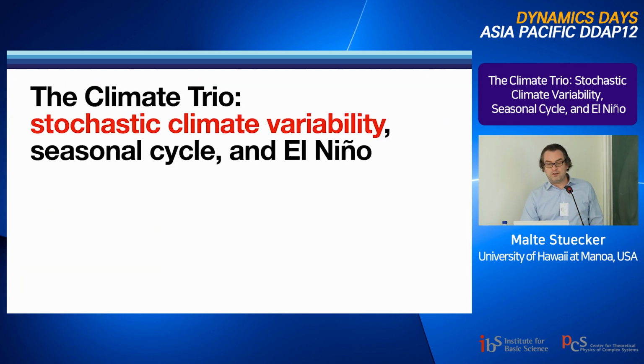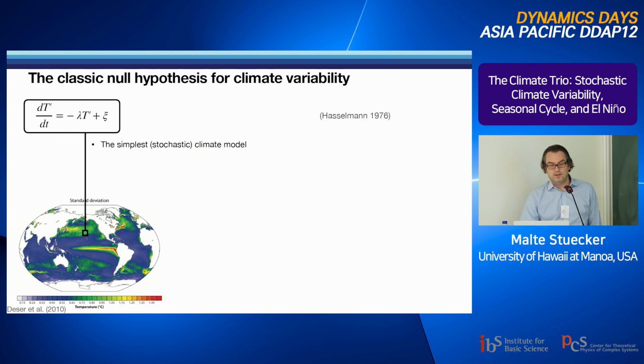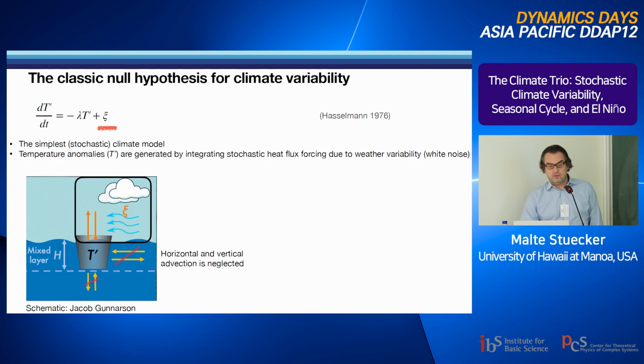Now, I'm going to start with stochastic climate variability, and to start with, the original Hasselmann model proposed in 1976. In this simple formulation, we can look at the ocean as a box model, a bucket model, where we have a mixed layer temperature tendency equation, and there's a right-hand side forcing term that's just white noise.